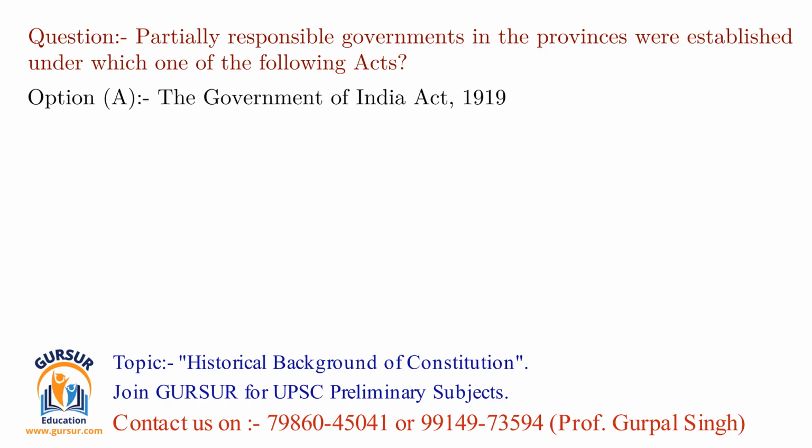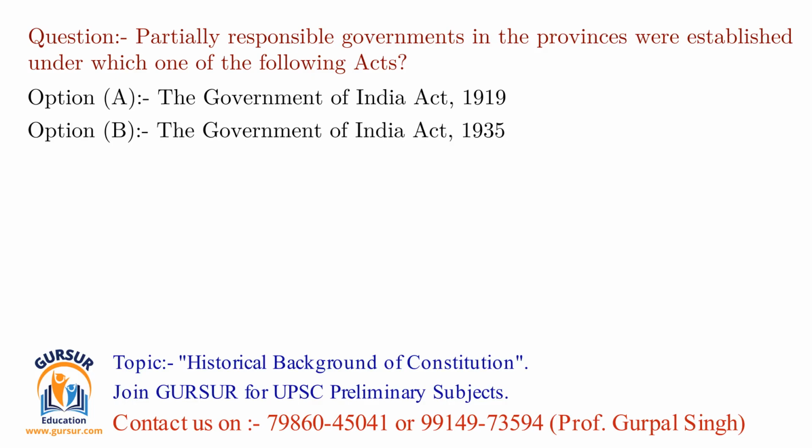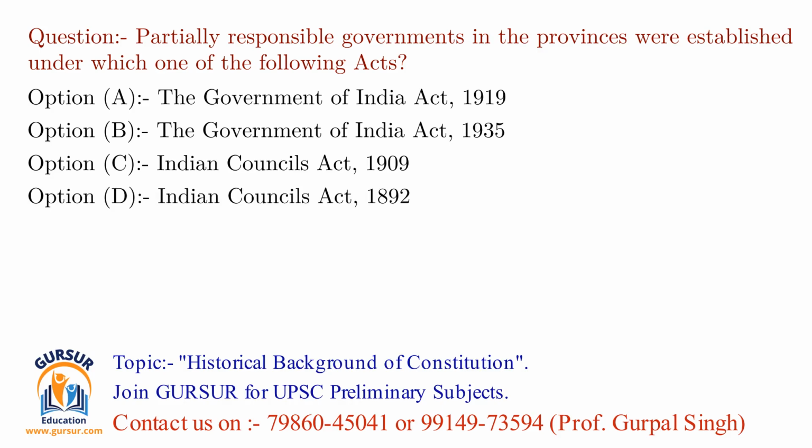The option A is the Government of India Act 1919. The option B is the Government of India Act 1935. The option C is Indian Councils Act 1909. And the option D is Indian Councils Act 1892. And your time starts now.